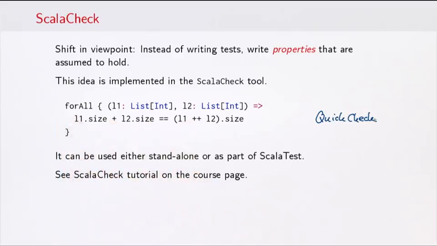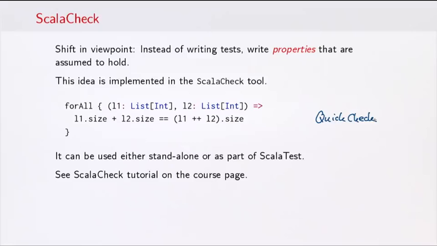Only in ScalaCheck it's called forAll. So you would just write forAll, and then you would have the predicate that says, well, on which domains you want to run your test, in this case, two lists of ints, and what property should hold. So that's the property that you want to test here. And the test would, similarly to what you've seen, run a prescribed number of times, which you can configure.